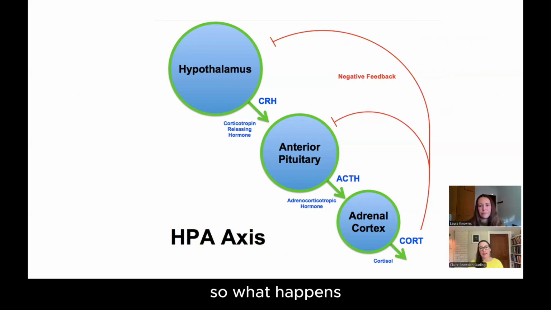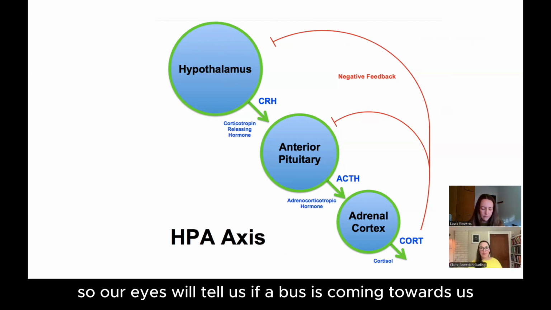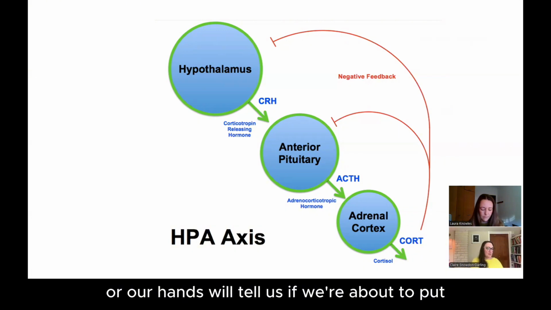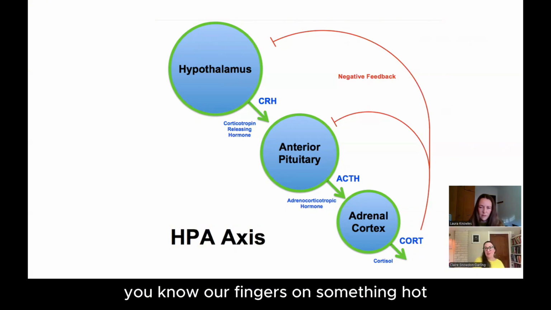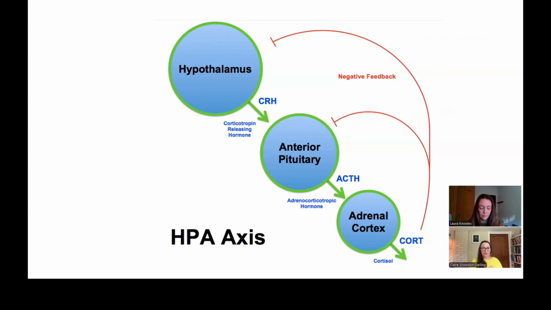So what happens? Our hypothalamus is receiving the information from our senses. So our eyes will tell us if a bus is coming towards us, or our hands will tell us if we're about to put our fingers on something hot. It gets these bits of information that allow us to act to avoid injury.